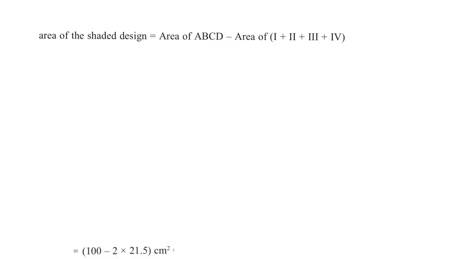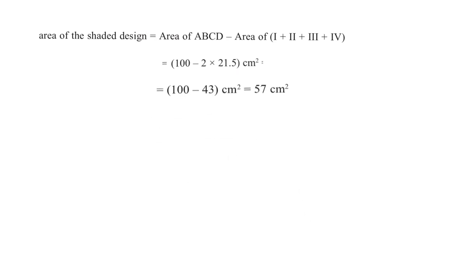So, the area of the square is 100 minus the area of 2 in a pair, 1 and 3 was 21.5 and 2 and 4 was also 21.5. So, the areas of 1, 2, 3 and 4 will be 2 times 21.5. Subtract them and we get 57 centimeter square. So, the area of the shaded region will be 57 centimeter square.